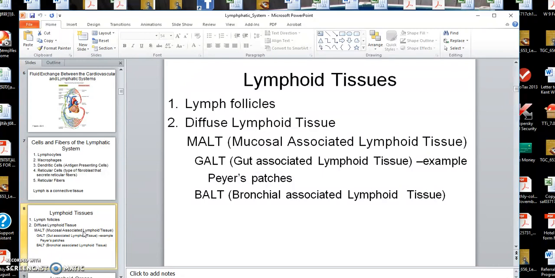Okay? So both of these kind are associated with a mucous membrane. You remember, a mucous membrane opens to the outside world. And the two under mucous membrane, which are called MALT, mucosal associated lymphoid tissue, is GALT, gut associated lymphoid tissue, and BALT, bronchial associated lymphoid tissue. Okay, we go a little further.